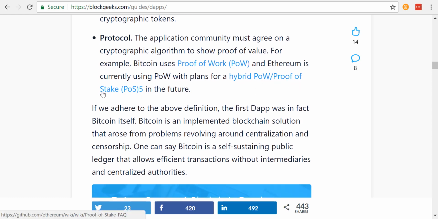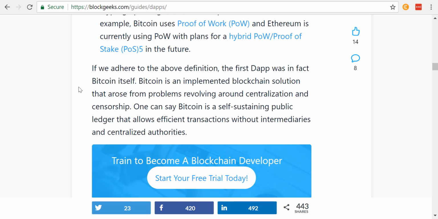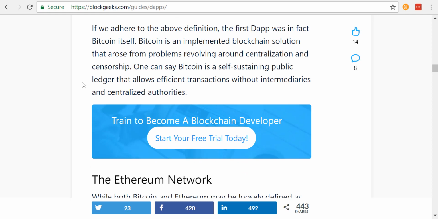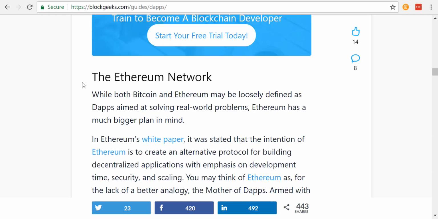We'll talk about that in coming videos. That's what masternodes work off of, proof of stake. If we adhered to the above definition, the first Dapp was in fact Bitcoin itself. Bitcoin is an implemented blockchain solution that arose from problems around centralization and censorship. One can say Bitcoin is a self-sustaining public ledger that allows efficient transactions without intermediaries and centralized authorities.